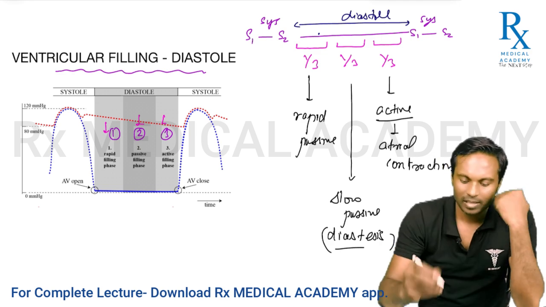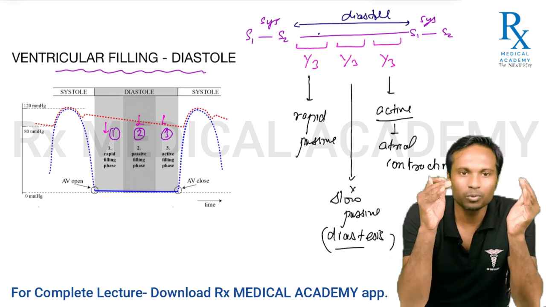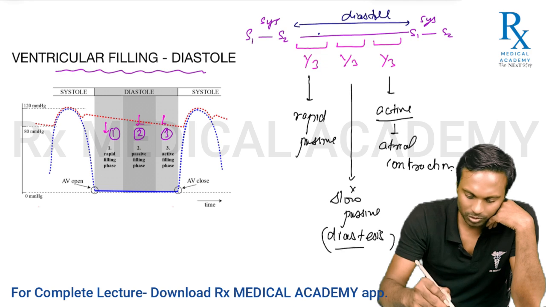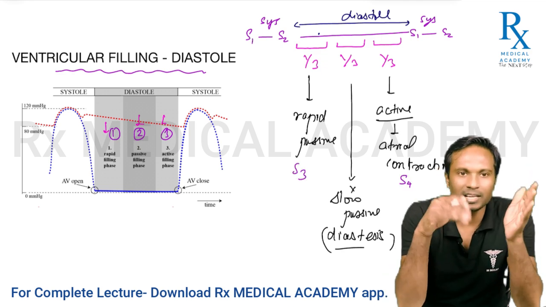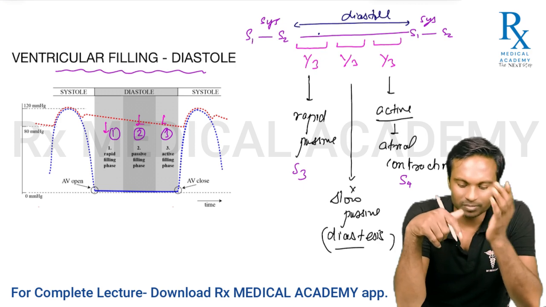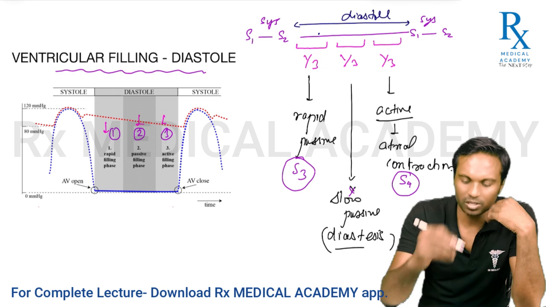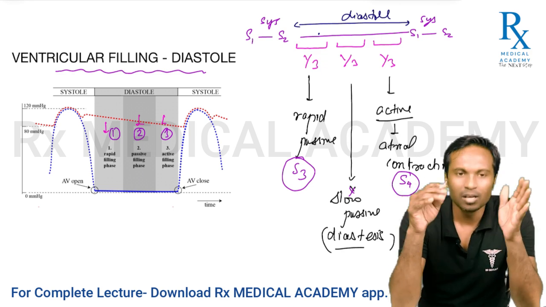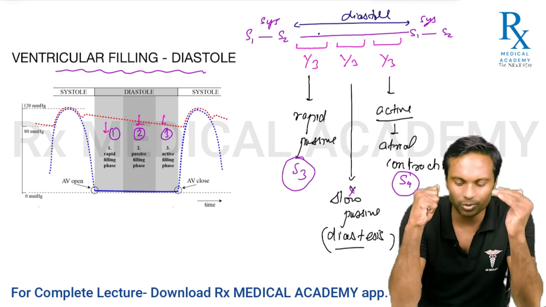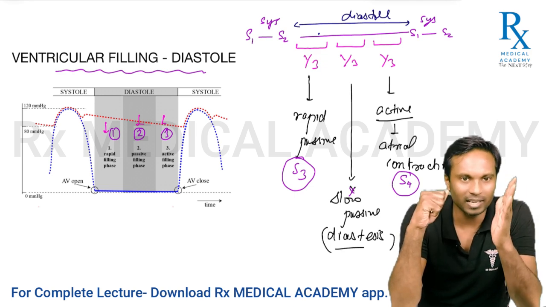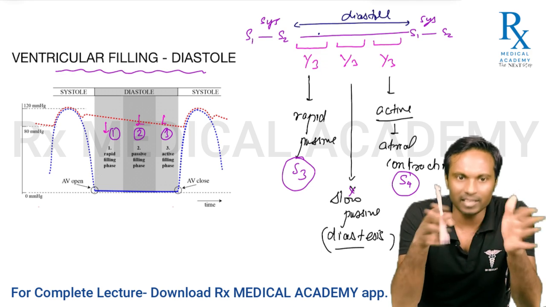See, now you can relate. This slow filling cannot lead to that turbulence or vibration to produce a sound. This can produce a sound, so this can be S3, this can be S4. So we have studied that S3 and S4 are in serial order. So S3 comes first, S4 comes later, and this cannot produce sound, that is slow passive filling, that is diastasis. So S3 has to be due to rapid passive filling, whereas S4 has to be due to what? Active atrial contraction, whenever atria will require to contract against a greater resistance.